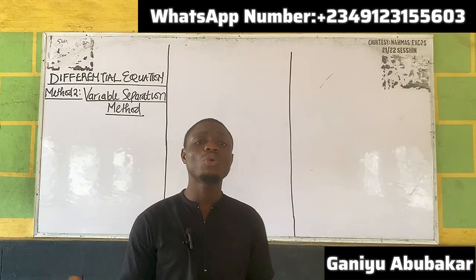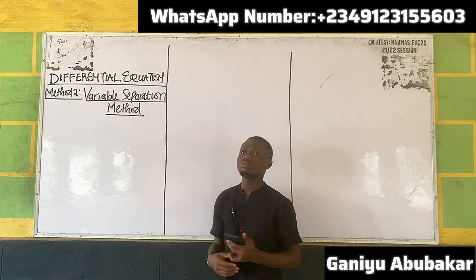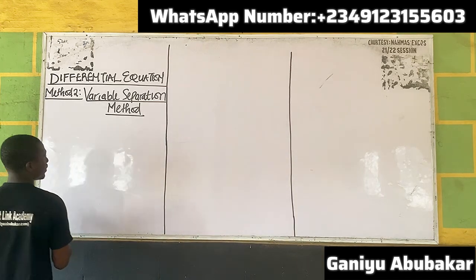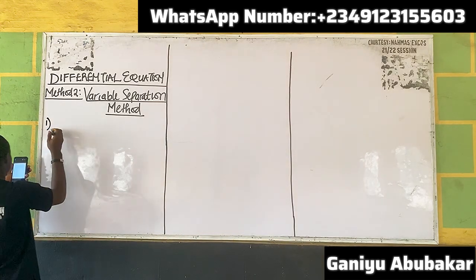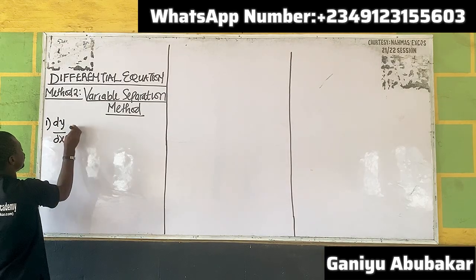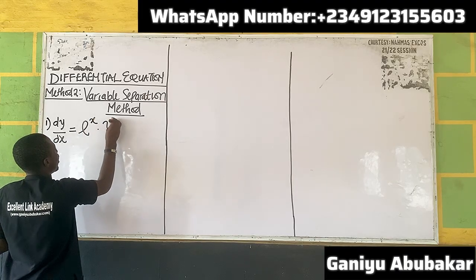I'll list out all the examples we'll be going through in the study of the variable separation method. So we'll be looking at several examples. Number one: dy over dx is equal to exponential x times exponential y.